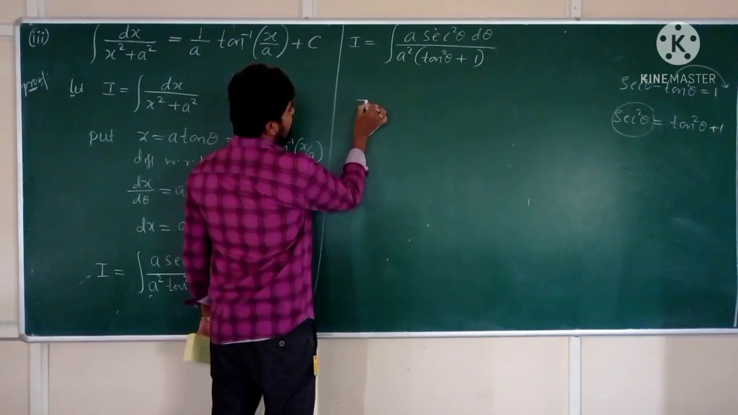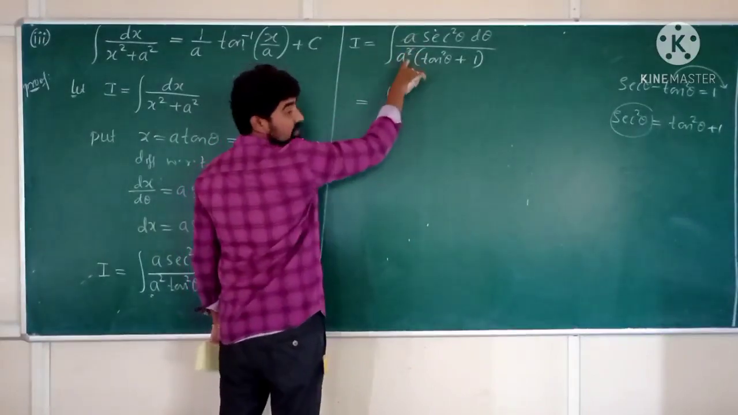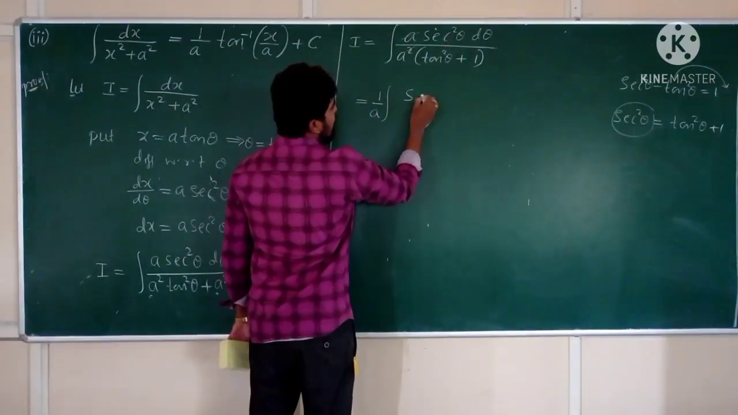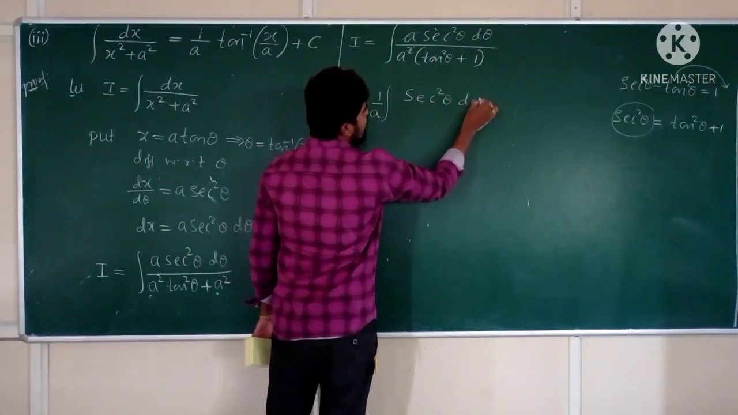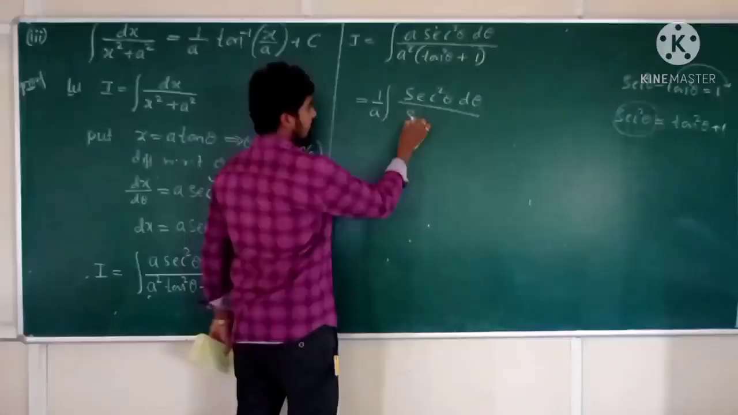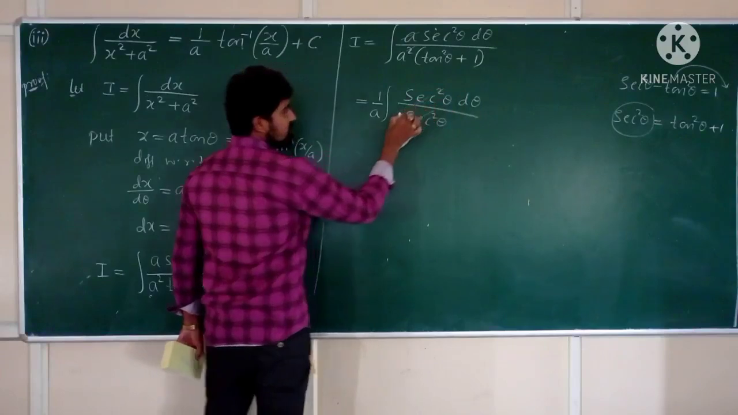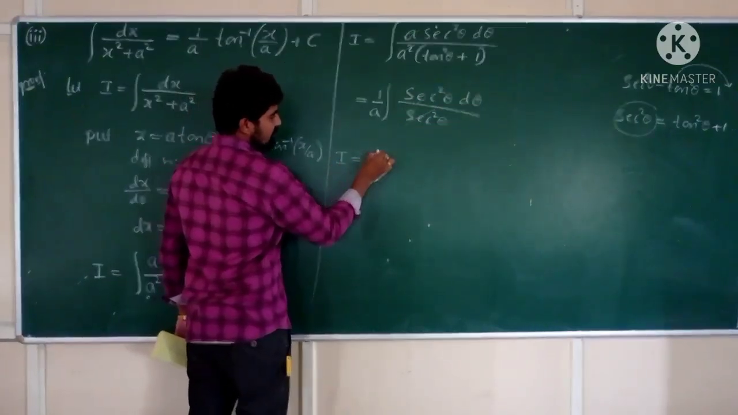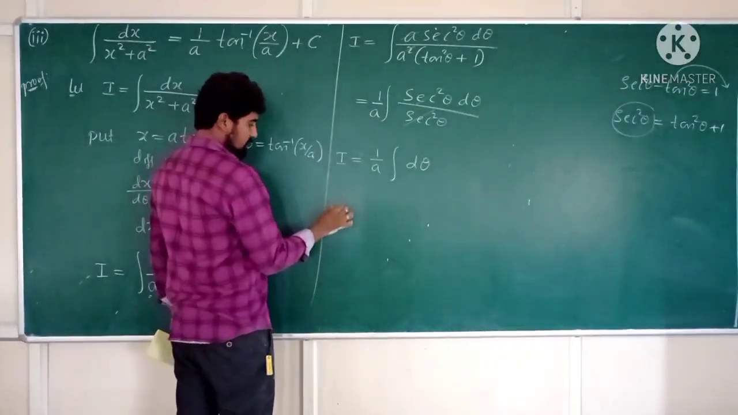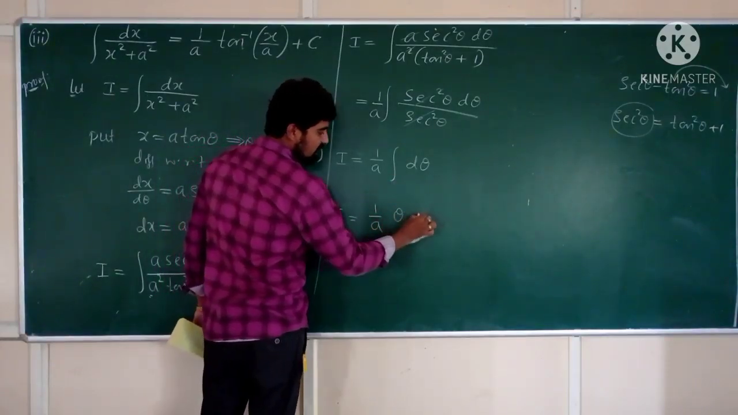Therefore the value of I is equal to integration of, here a and a get cancelled, remaining 1 by a. 1 by a is a constant, taken outside the integral, so 1 by a. Here secant square theta d theta as it is, divided by tan square theta plus 1, which is secant square theta. I hope all of you understand. Now secant square theta gets cancelled. Therefore the value of I is equal to 1 by a into integration of 1 into d theta, which is d theta. Hence the value of I is equal to 1 by a as it is, integration of d theta is theta plus integral constant c.